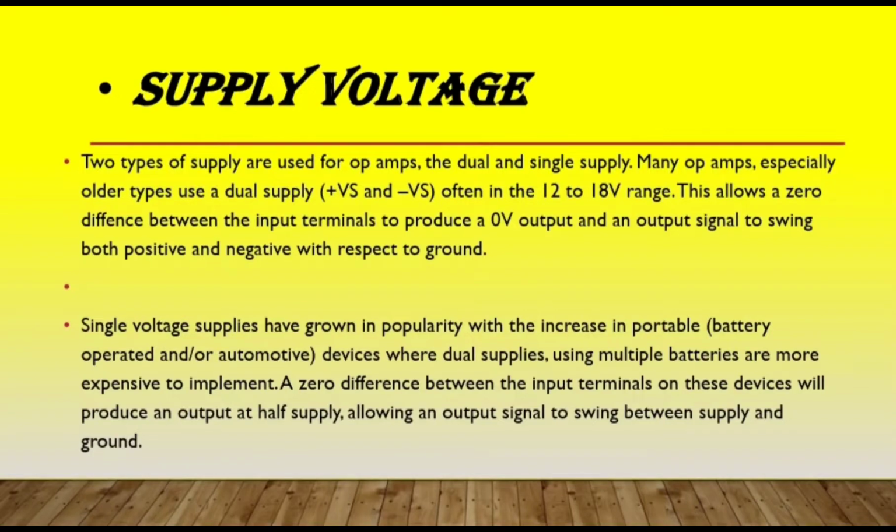Two types of supply are used for operational amplifiers: the dual and single supply. Many operational amplifiers, especially older types, use a dual supply (positive Vs and negative Vs), often in the 12 to 18 V range. This allows a zero difference between the input terminals to produce a zero voltage output, and an output signal to swing both positive and negative with respect to ground.